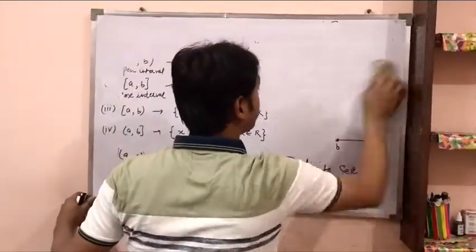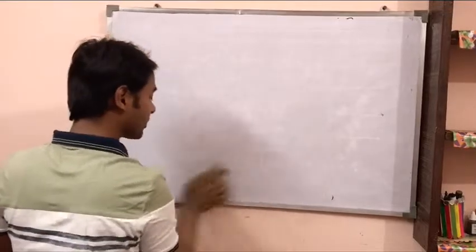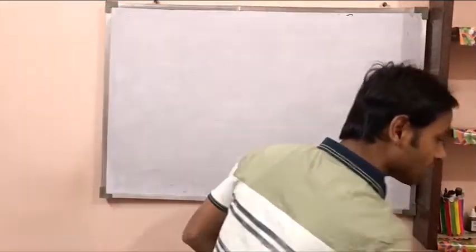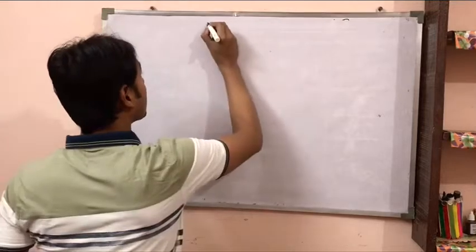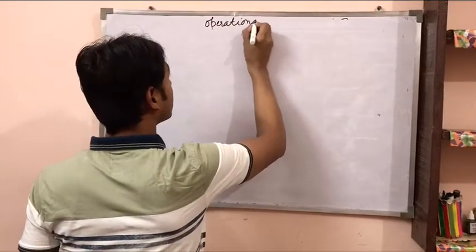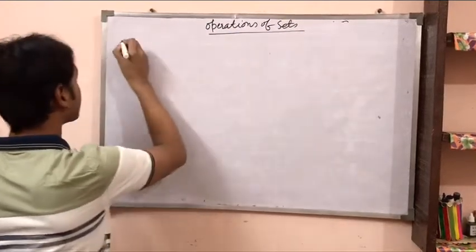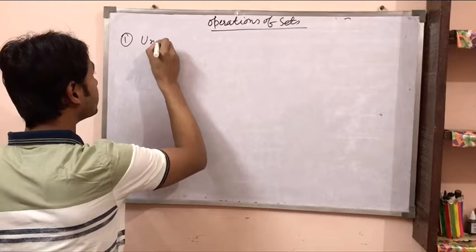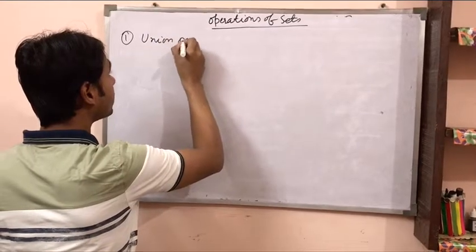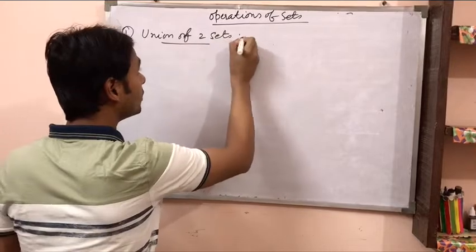Now we are moving forward to the operations on sets. One by one we will discuss the operations on sets. Number one is union, the union of two sets.